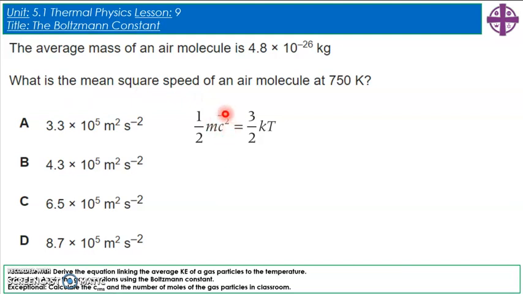I don't have to square root anything there because there's no root mean square speed. It's just asking me for the mean square speed. So I just need to get this as c squared bar equals. So I'm going to rearrange it and I would get this. And then I'm going to stick in my values.